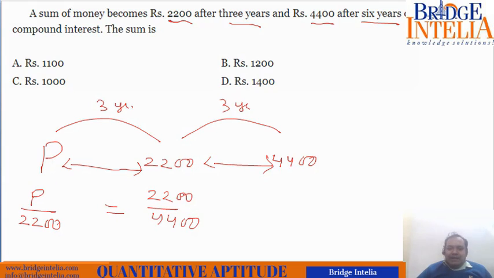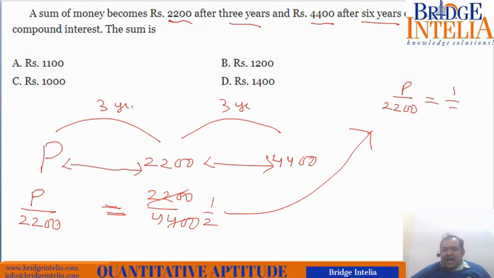Doubled, tripled. How many times we don't know, but this proportionality has to be maintained. So based on this, 2200 and 4400. So let's solve this here. So P by 2200 is equal to, these both cancel each other out, 1 by 2, equal to half. So from here P is equal to 1100. Proportionality is maintained.